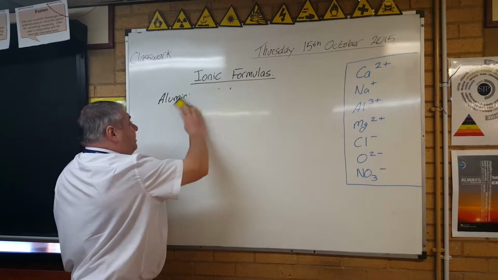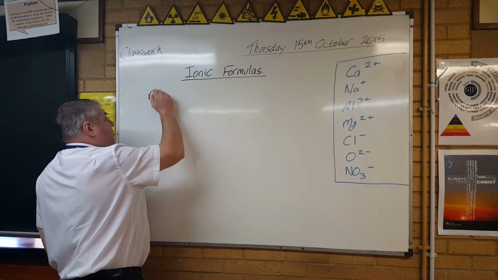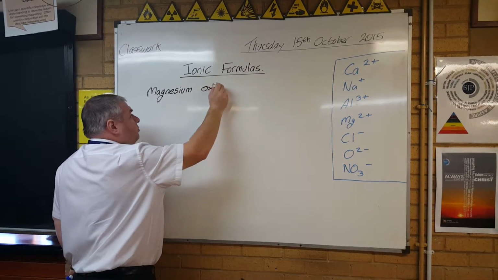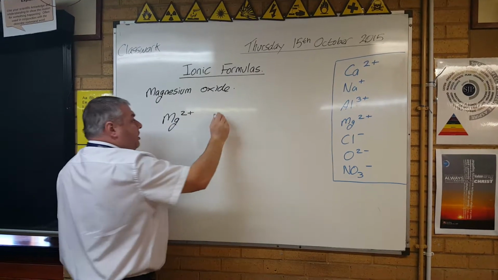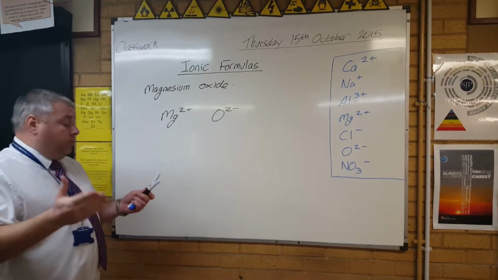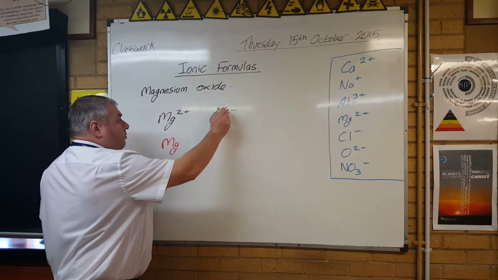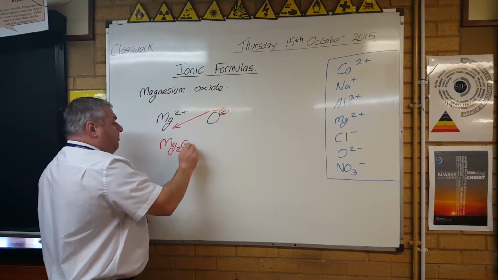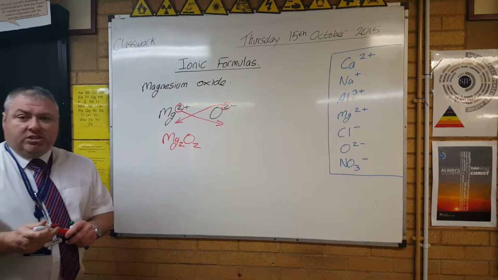The last one I'm going to do is an exception to the rule, okay? Magnesium oxide. Now, the only time this crossing over rule doesn't work is when we have a situation where the charges are the same on both, okay? If we use the crossing over rule on this one, we would end up with Mg, we would have a number 2 here, and you do the same with the oxygen, okay, and you'd have the formula Mg2O2.